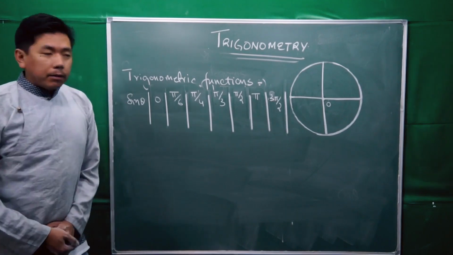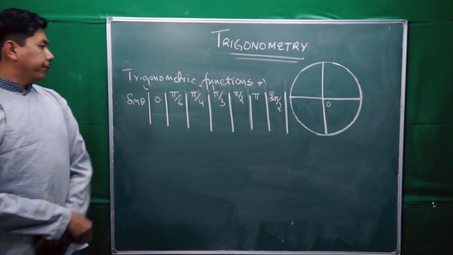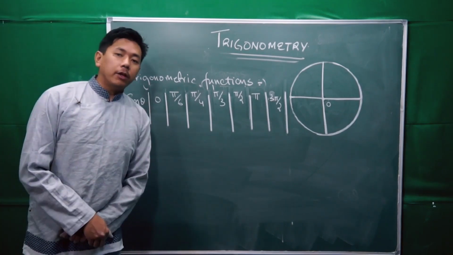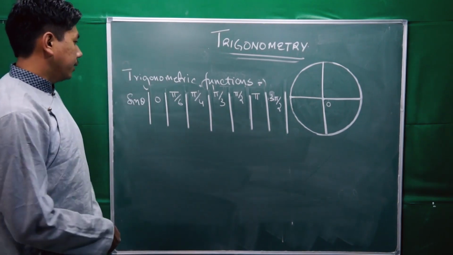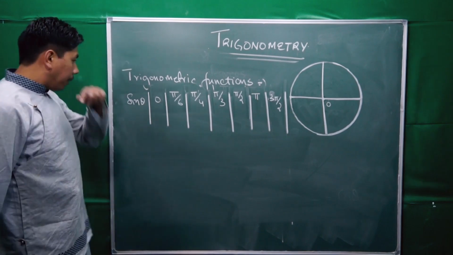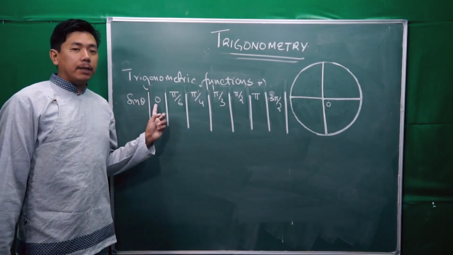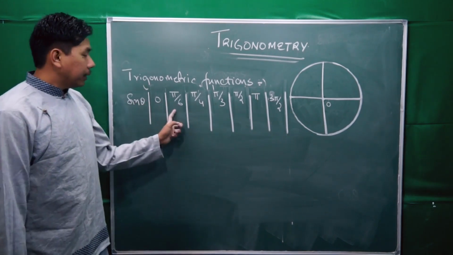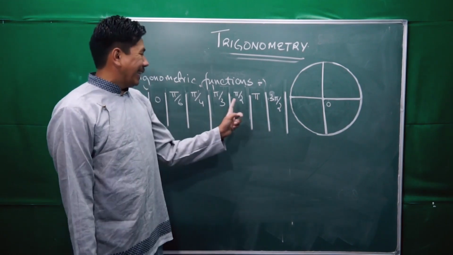Now let's talk about trigonometric functions, and the first ratio that we are going to talk about is sine theta. As far as sine theta is concerned, we were knowing the values of sine theta where theta is 0, 30, 45, 60, 90.